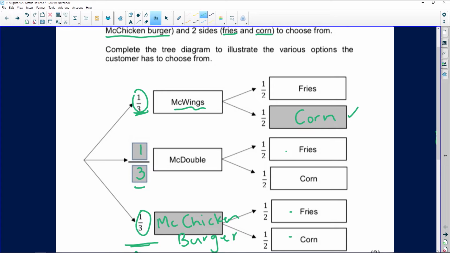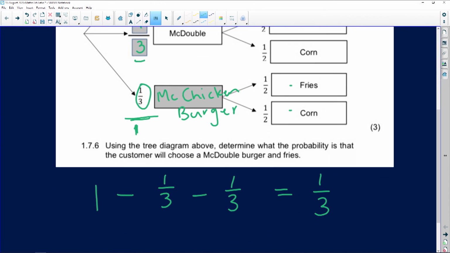The reason why it's 1 over 2 is because you've got 2 options. So it's 1 over 2 and 1 over 2, making that half. So that's how you fill in your tree diagram. Whenever you are filling in your tree diagram, please make sure that you've got all the options that have been given to you. Sometimes you'll be asked to draw this tree diagram from scratch. You do not want to be found wanting in terms of that.